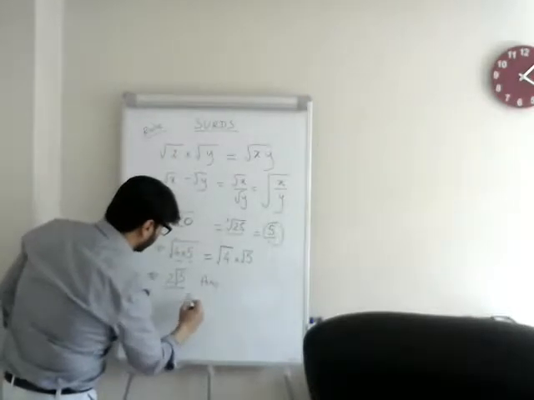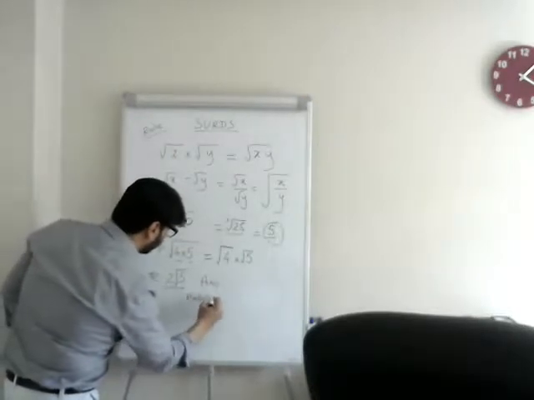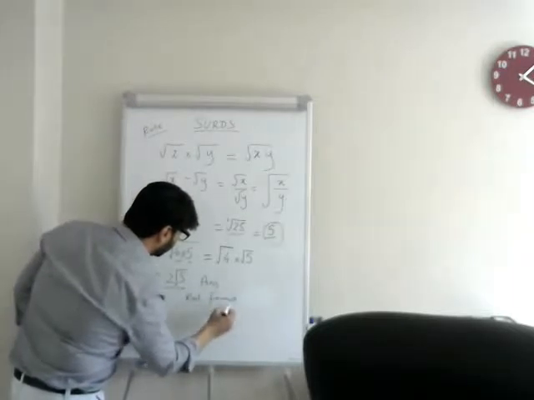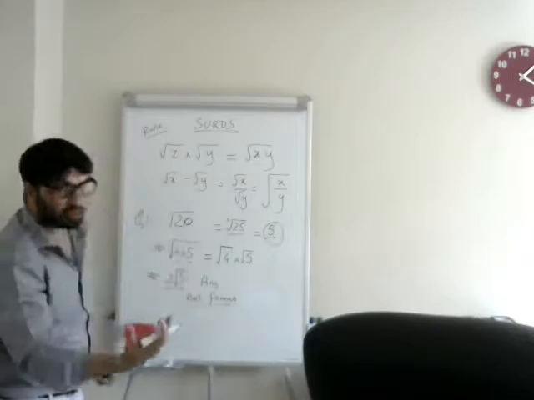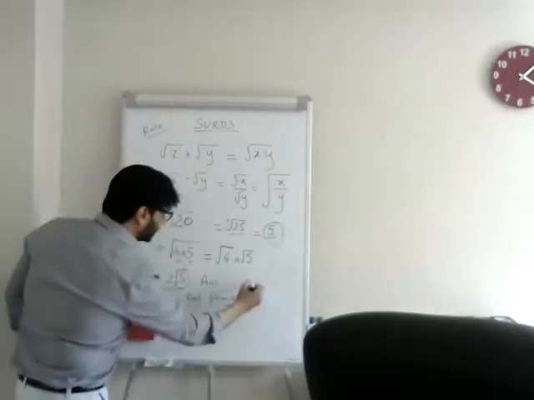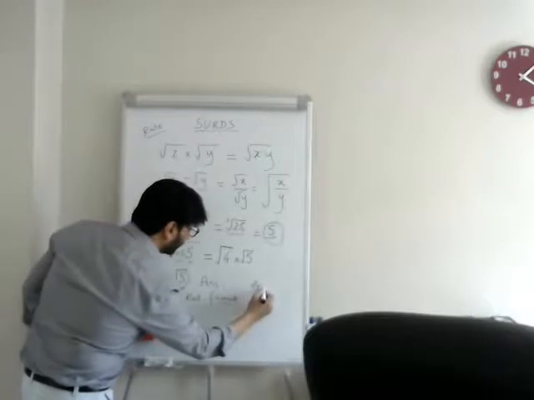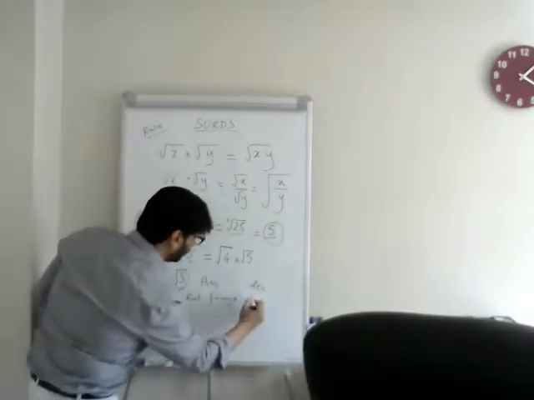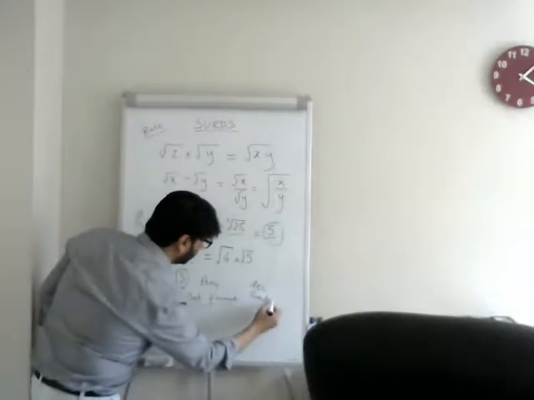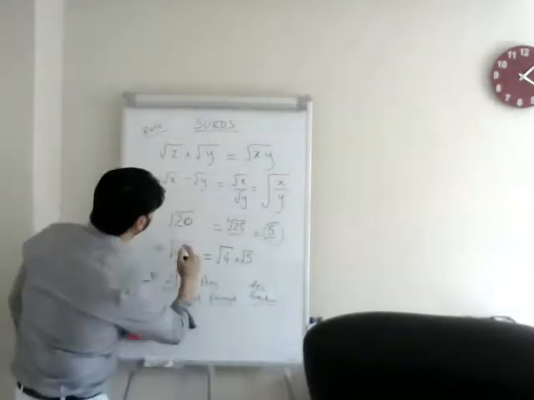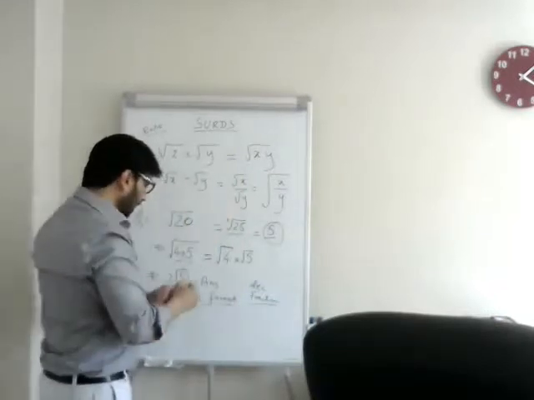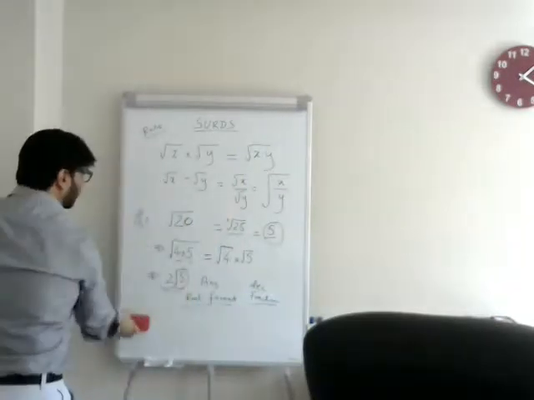So this is how you leave your answer in surds in a root format. I'll just quickly jot this down: root format, because it doesn't allow you to convert it into a decimal or fraction. So that's what surds are, but in order to evaluate surds, you need to abide by the rules. Now let's have a look at the division one.